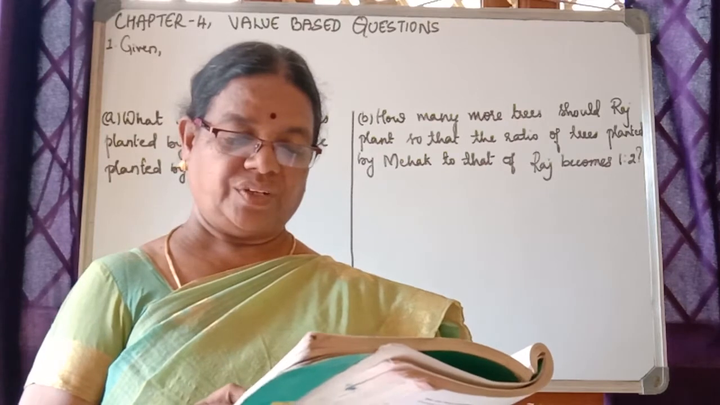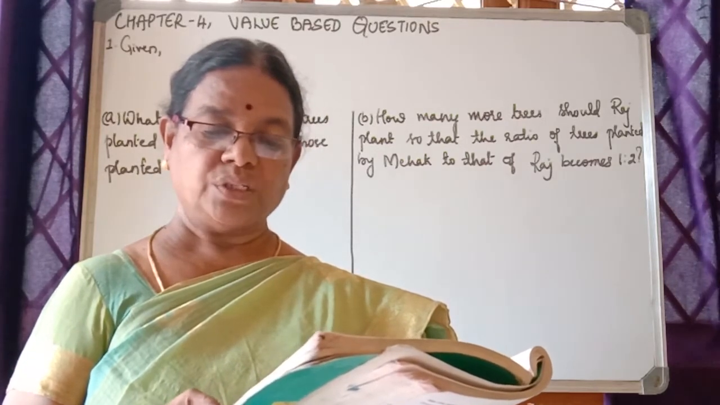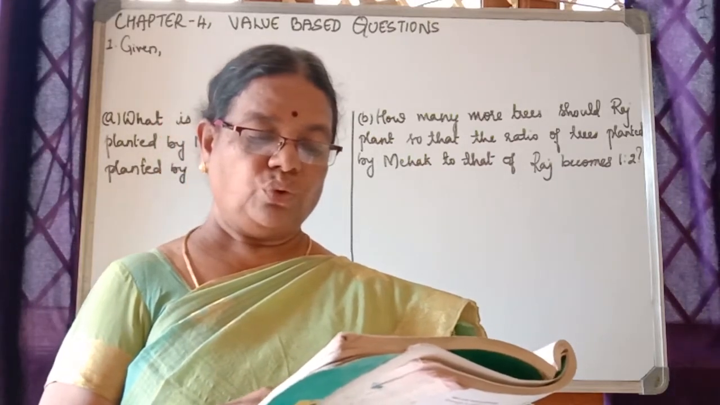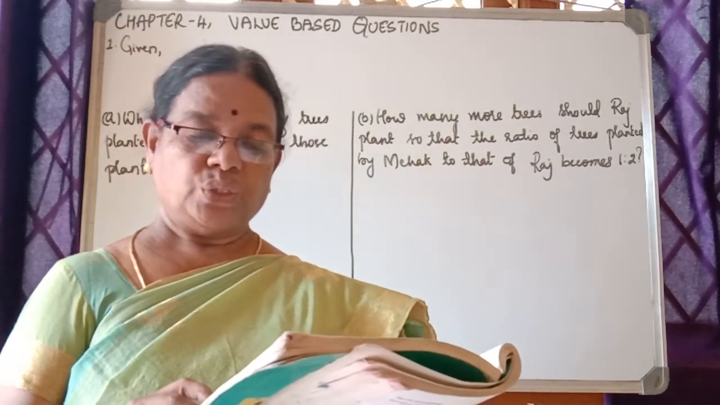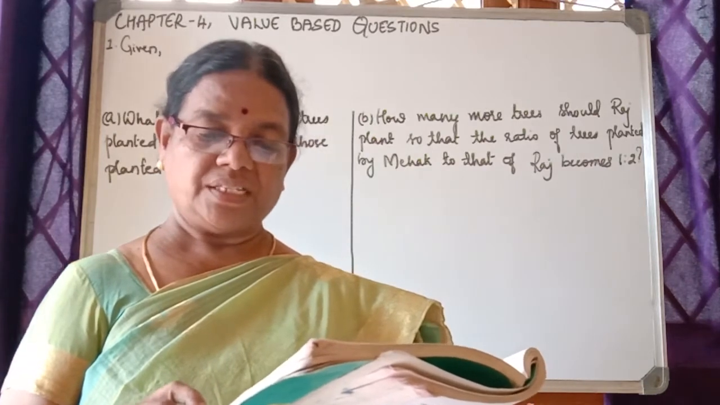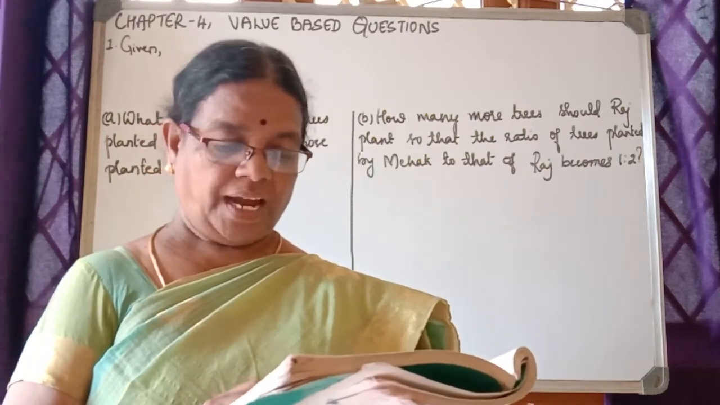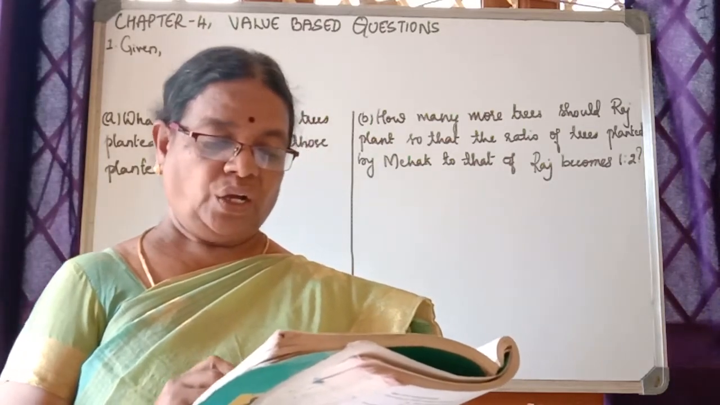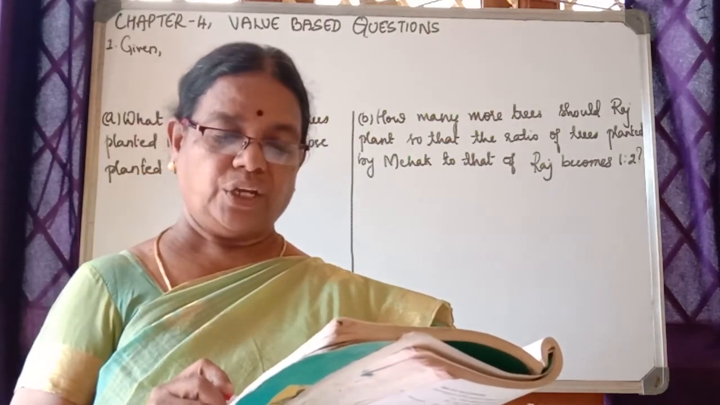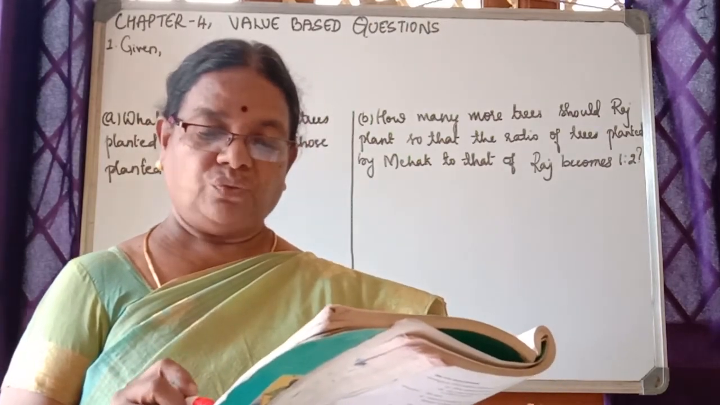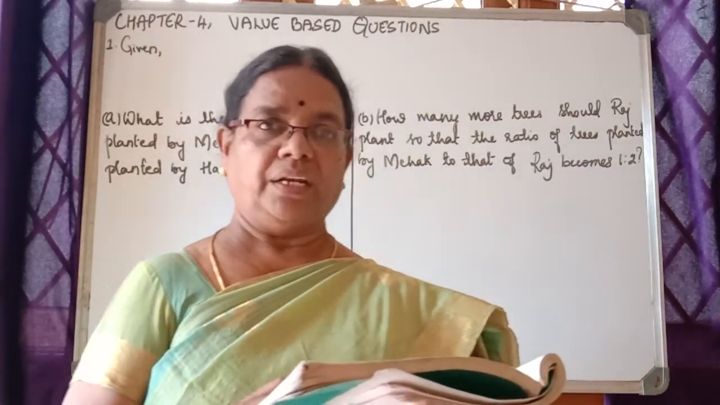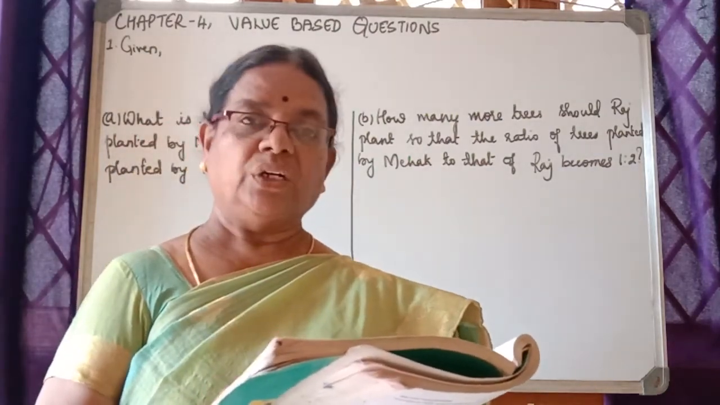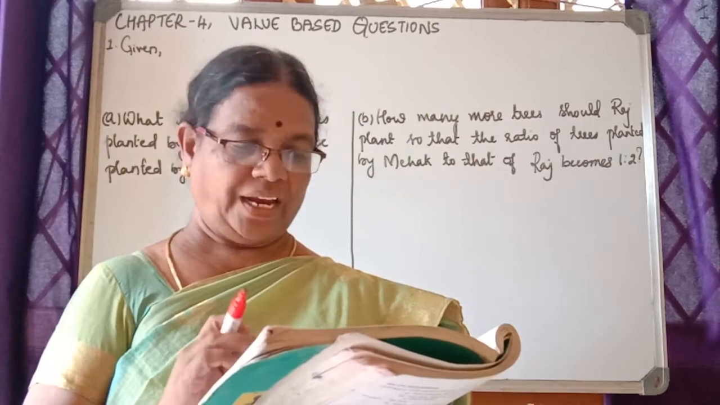What is the ratio of trees planted by Mehak and those planted by Harpreet? What is the second question? How many more trees should Raj plant so that the ratio of the trees planted by Mehak to that of Raj becomes 1:2? Third question: How do you celebrate Vanamahotsava in your school? Why should we take care of our environment? Of these three questions, I am going to explain two questions, children. The third question, you write on your own ideas.